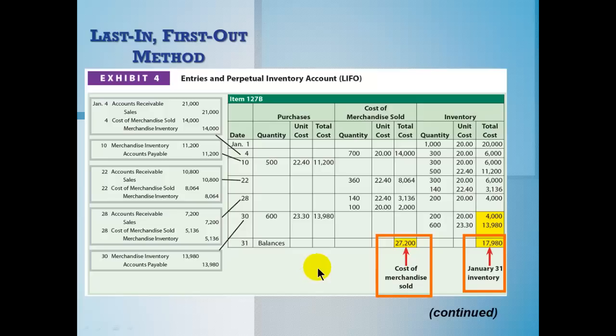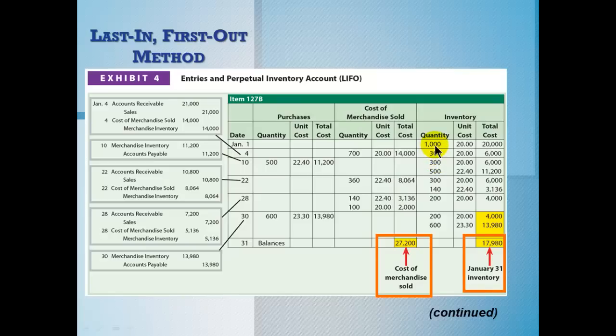Now let's move on and take the same exact information, but run it through a cost flow assumption of last in, first out. Hopefully this will give you clarity on what we're doing. It's the same events that happened in the business. All we're going to do is assign different costs to that inventory as we sell it, and we're going to make an assumption that these items are based on the most recent items that we bring into our inventory. So let's walk it through.